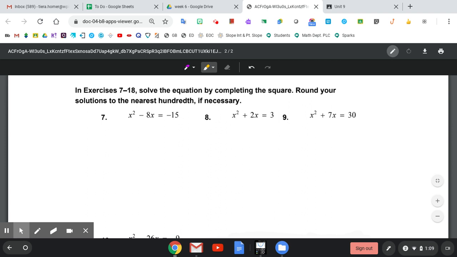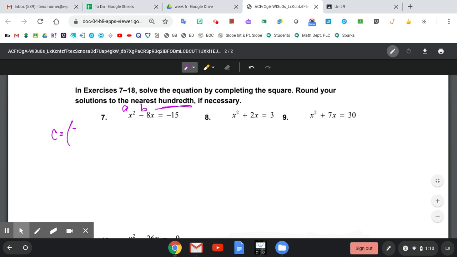Number 7. We're going to solve by completing the square, round our solutions to the nearest hundredth if necessary. Okay, so no fractions. We're going to have our decimals. So the first thing we're going to do, just like on those other problems, is find our C value. So here's A and then here's B. And notice we don't have a C. So I'm going to find my C.